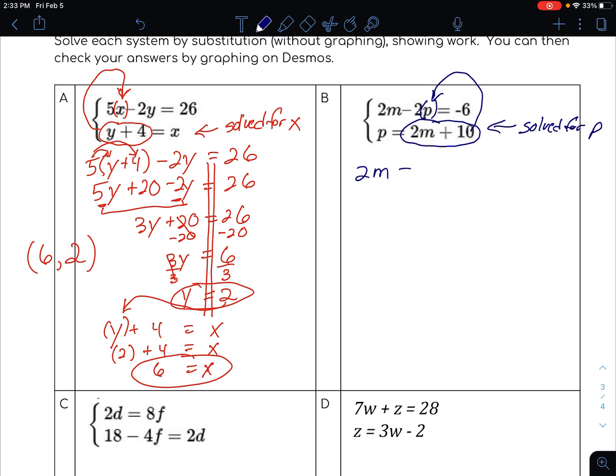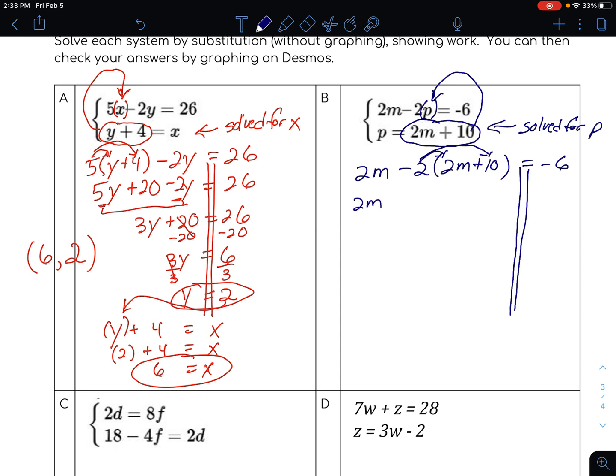So let's rewrite that first equation: 2m minus 2 times parentheses 2m plus 10, because that's what I'm substituting in for p, is equal to negative 6. Now remember, the whole point of doing this is that now I only have m's in my equation. I have one variable, just the m. I no longer have p. And so that allows me to go through my solving steps to get m by itself. Just like the previous problem, we see a little distributive property here that we can do.